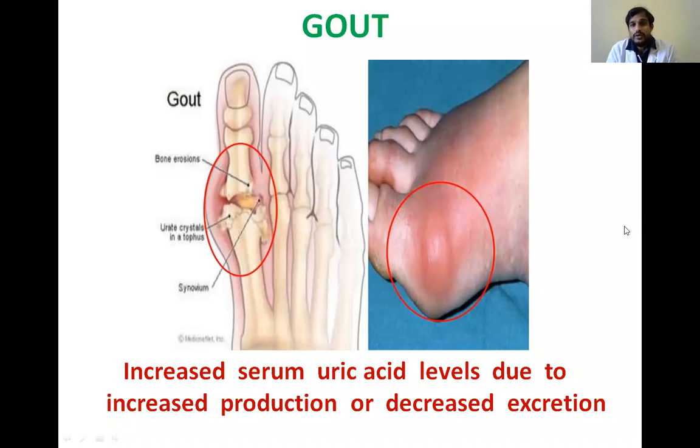Next is gout. You have already seen gout. Gout is nothing but increased levels of serum uric acid due to increased production or decreased excretion. So in both cases, the uric acid will accumulate in the blood and the levels will be increased, and they cause different effects. So that is known as gout. So increased uric acid levels is the main abnormality in gout.